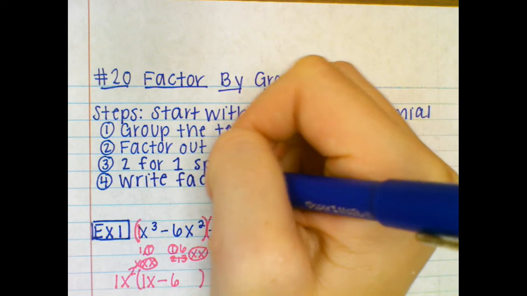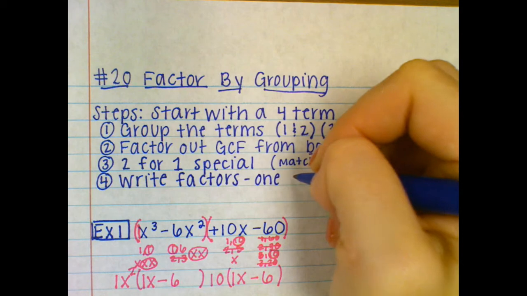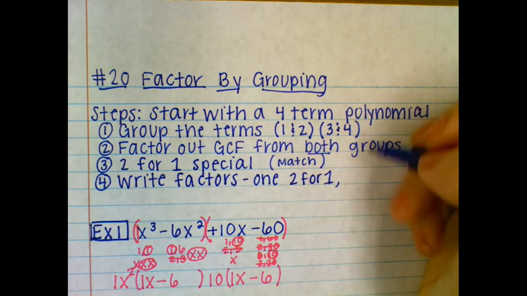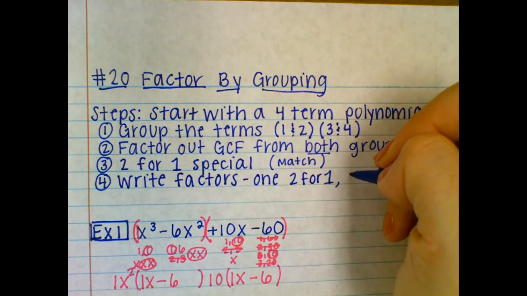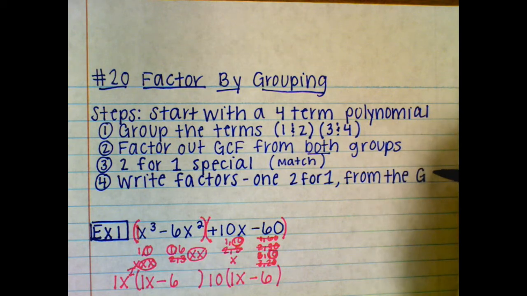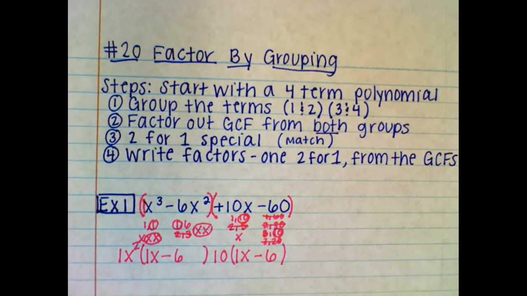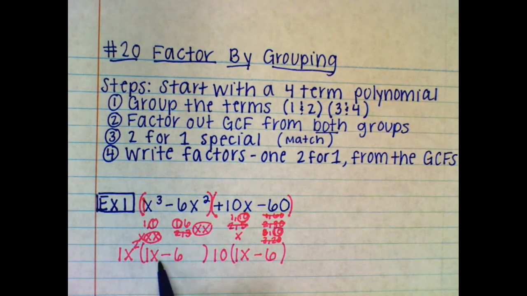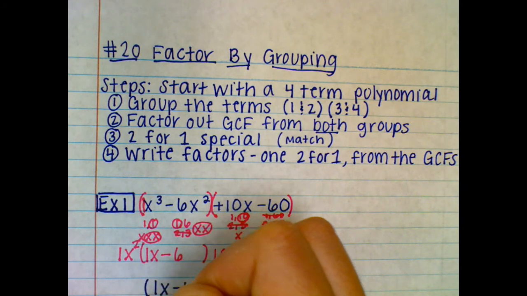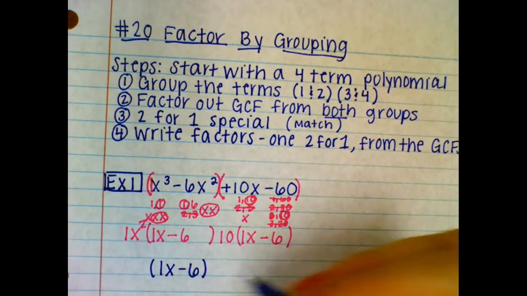So there's 2 factors here. One is the 2-for-1 special. The other is from the GCFs. So what I mean by that is this 2-for-1 special, 1x minus 6, I write that as one of my answers, 1x minus 6. That's one of my factors. But I only write it once because it's a 2-for-1. So I only get it once.